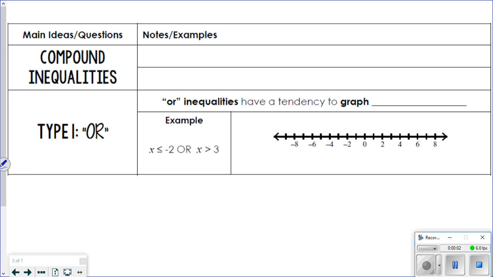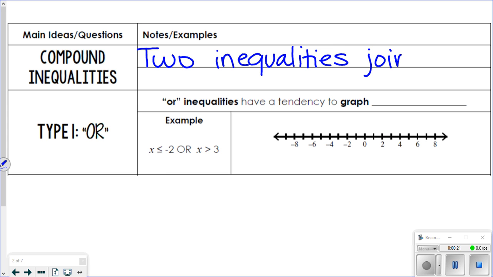We're going to take notes on compound inequalities and how to solve them. So compound inequalities are two inequalities joined together by and or or.